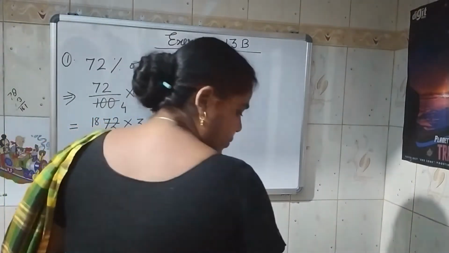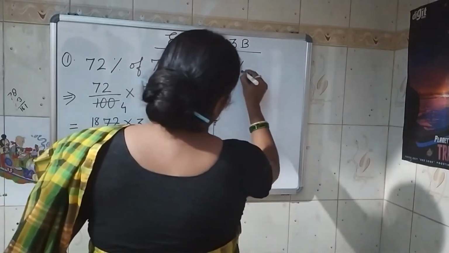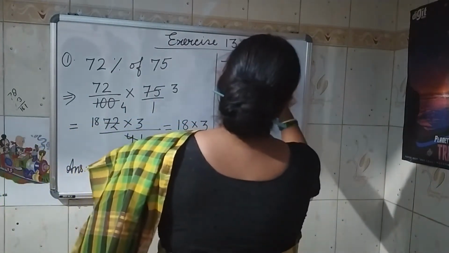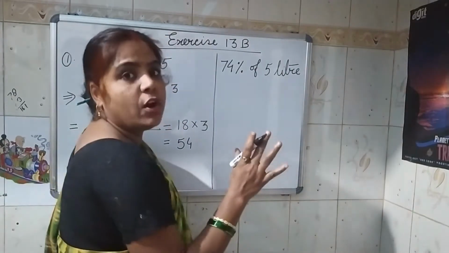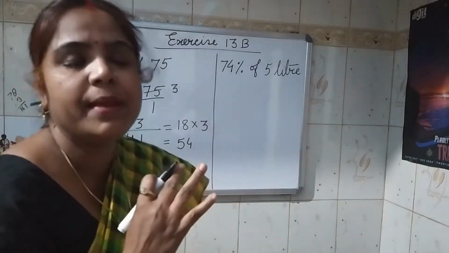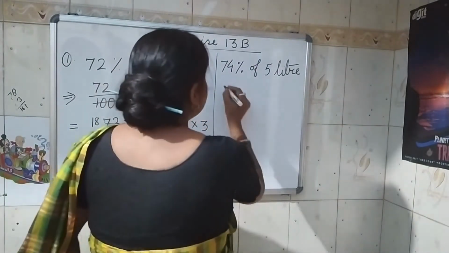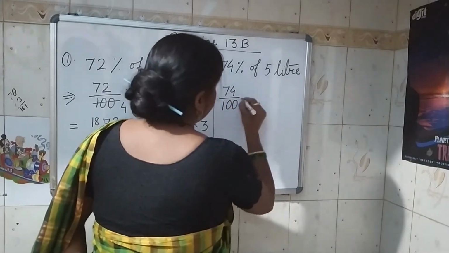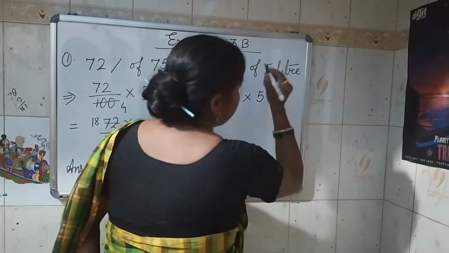Now we are moving to the second question. If anybody asks you 74% of 5 liter. Okay, 74% of 5 liter. First, it is in liters, so you have two options. Either you convert it into milliliters and then find it out, or you can do it directly. So I am doing it directly. 74% means 74 upon 100. Of means multiply, 5 liter.